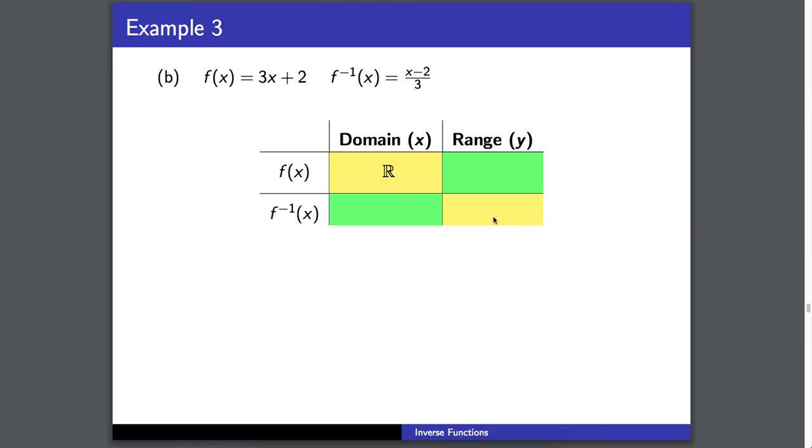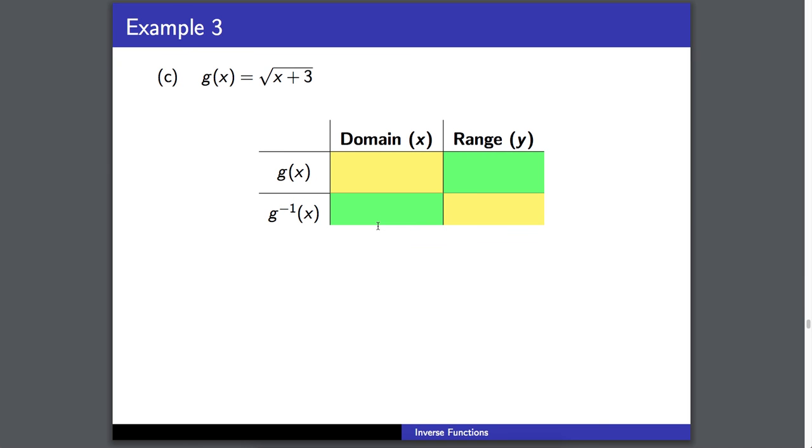Our range, the outputs of our inverse function, x minus 2 over 3, will give back every possible real number in return. And for the domain of our inverse, we don't have a variable in the denominator, and we don't have any even roots to worry about. So the domain of our inverse is all real numbers, which matches the output values of the original function we started with, 3x plus 2. So once again, we have all real numbers for the domains and ranges of the function and its inverse.